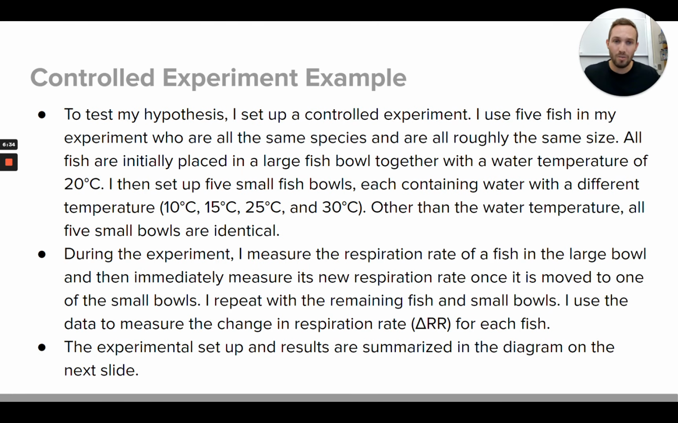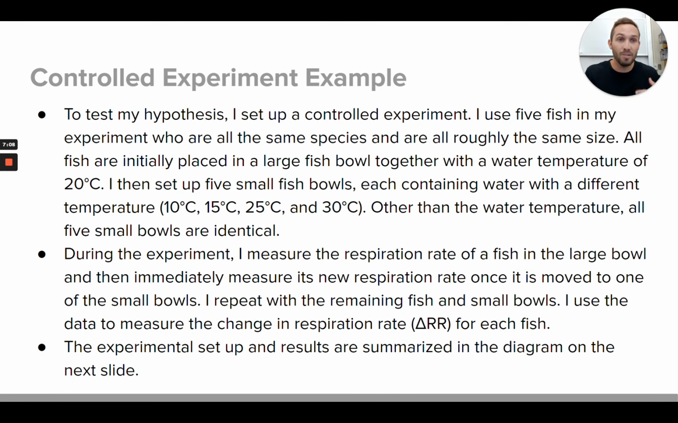I'm going to measure the respiration rate of each of those fish in the large bowl at first. I'm going to see how much they're breathing and using their gills in that large bowl with 20 degree water. And then I'm going to immediately measure their new respiration rate once I move them to one of the small bowls, which has a different water temperature. And I'm going to repeat that with the remaining fish in the small bowls. And I'm going to use the data to figure out how much their respiration rate is changing for each of the fish.